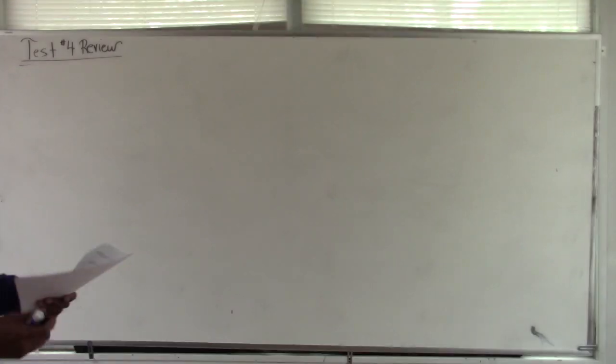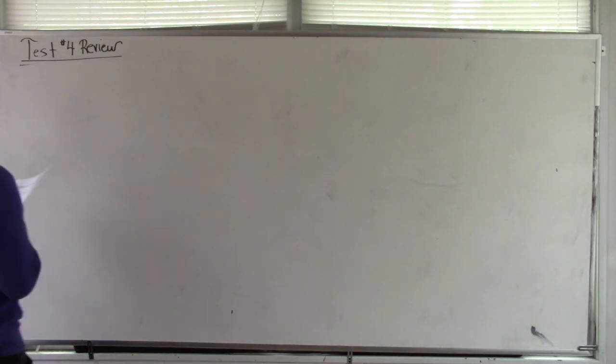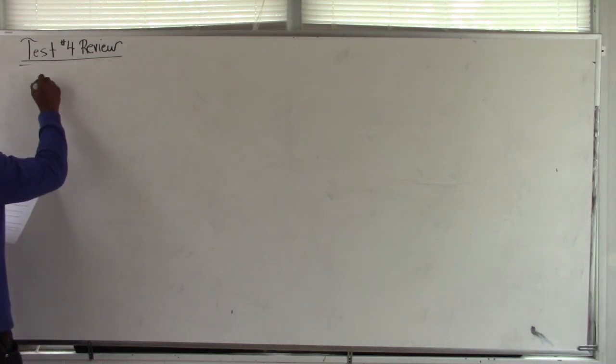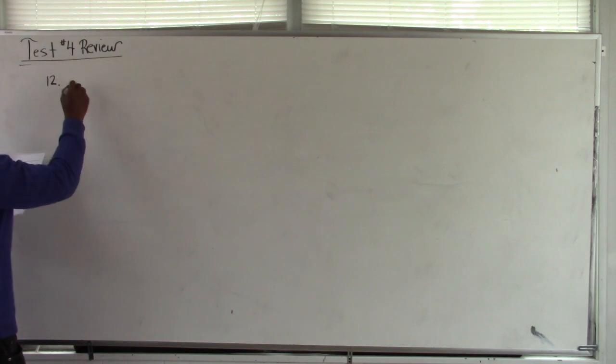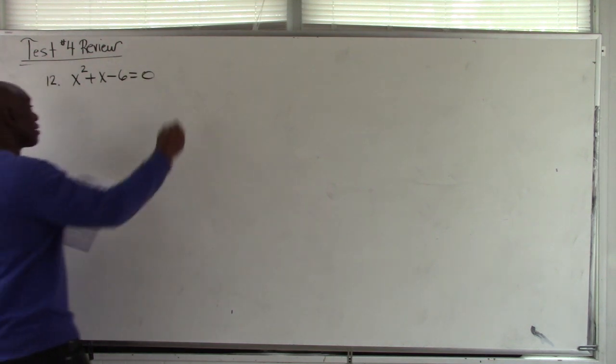Alright, so now we're on question number 12. Take a look at 12 now. We have x squared plus x minus 6 equals 0. Solve for x.